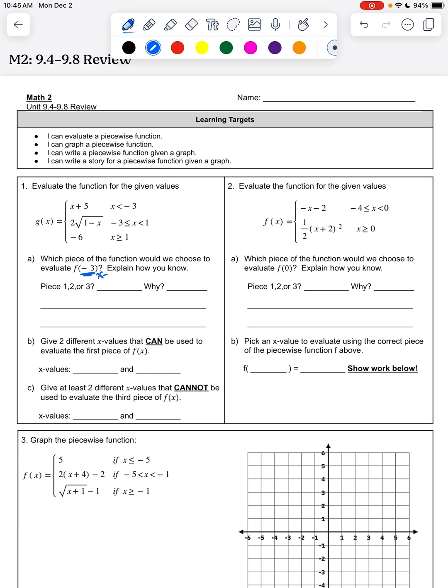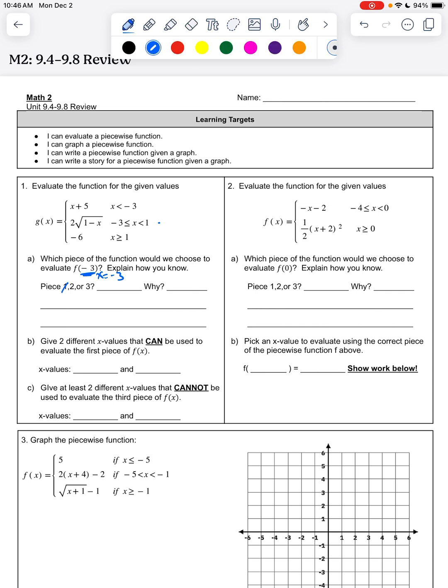What that tells us is that x equals negative 3. Which of these does that make true? Which of these subdomains does it make true? Is negative 3 less than negative 3? No, that's a false statement, so we're not going to substitute it into piece 1. So, not going to put it in piece 1.